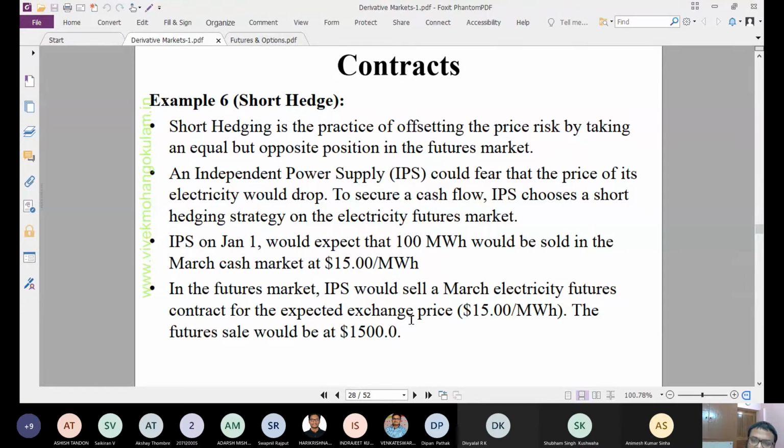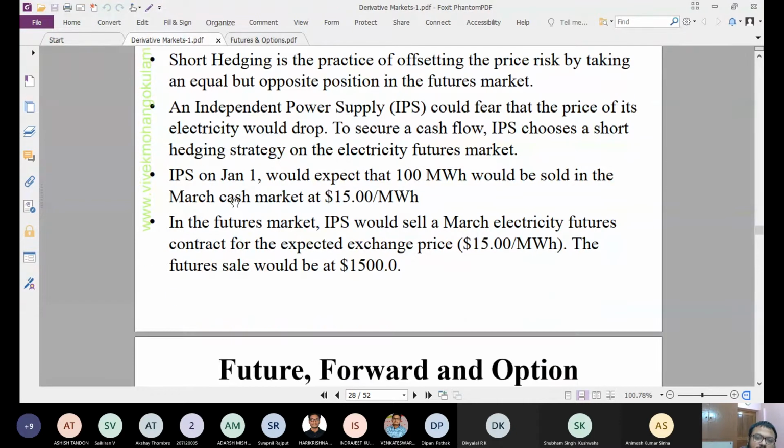An independent power supplier, IPS, could fear that the price of its electricity would drop. To secure a cash flow, IPS chooses a short hedging strategy on the electricity futures market. He goes for the futures market. Now IPS on Jan 1 would expect that 100 megawatt hours would be sold in the March cash market at $15 per megawatt hour.